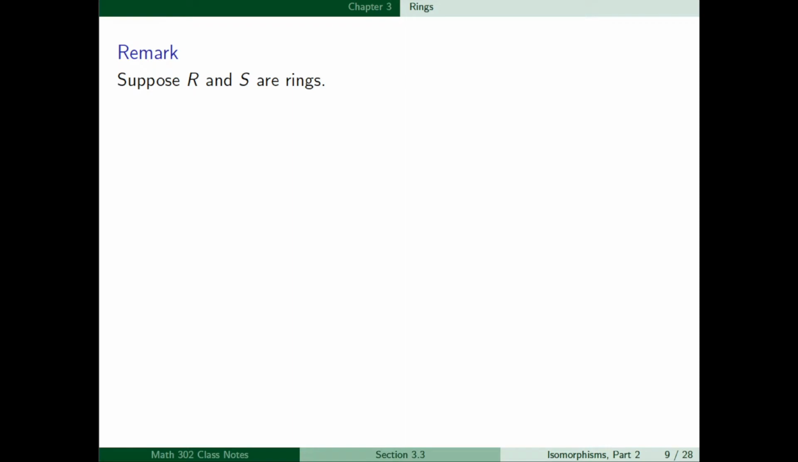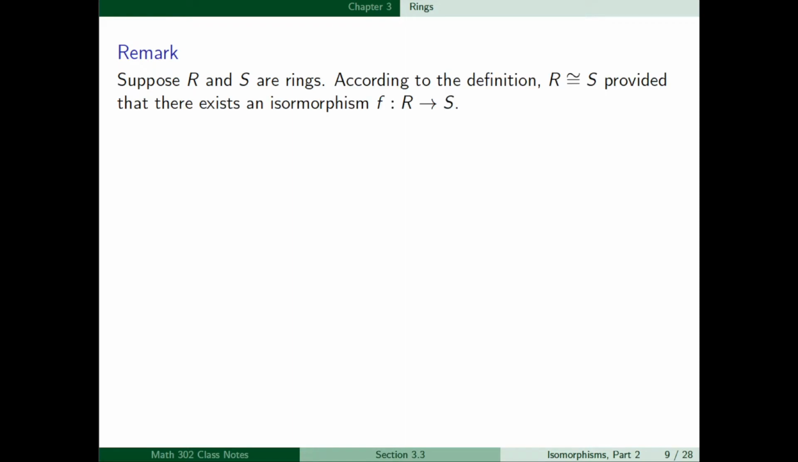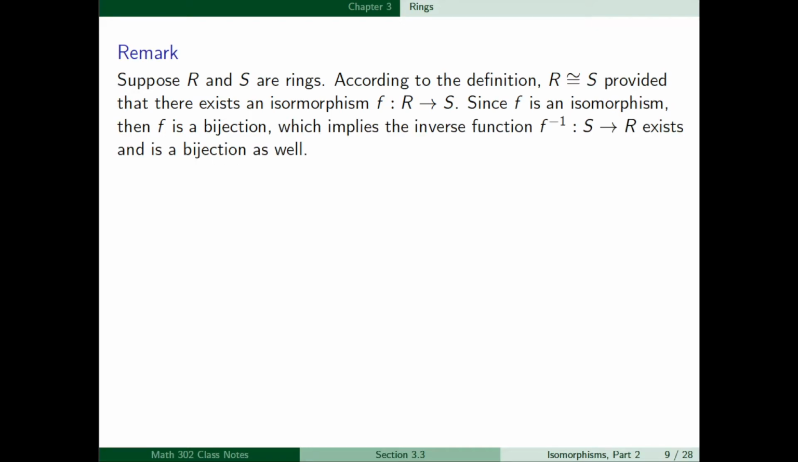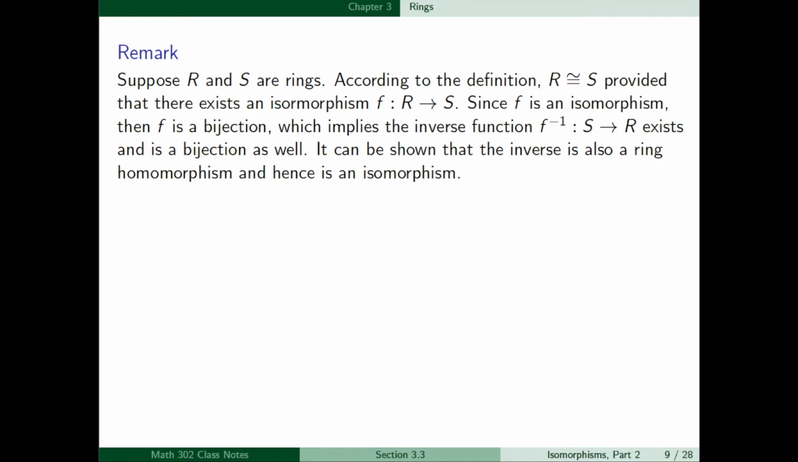Suppose R and S are rings. Now, according to the definition, R is isomorphic to S provided that there exists an isomorphism f from R to S. Since f is an isomorphism, then f is a bijection, which implies the inverse function f inverse from S to R exists and is a bijection as well. Now, it can be shown that the inverse is also a ring homomorphism and hence is an isomorphism. This implies that S will be isomorphic to R.